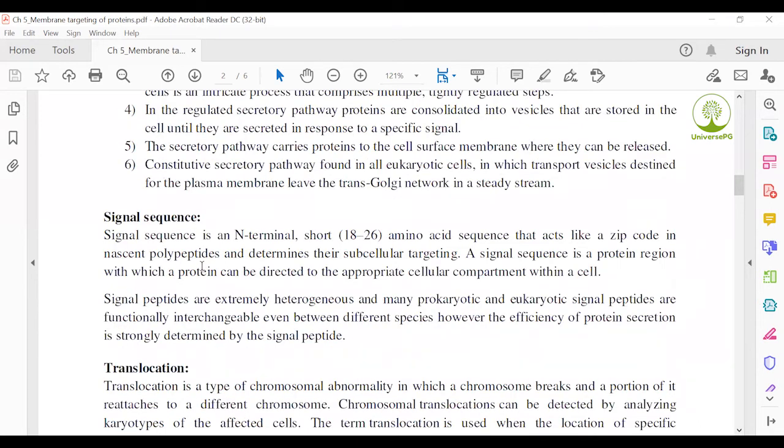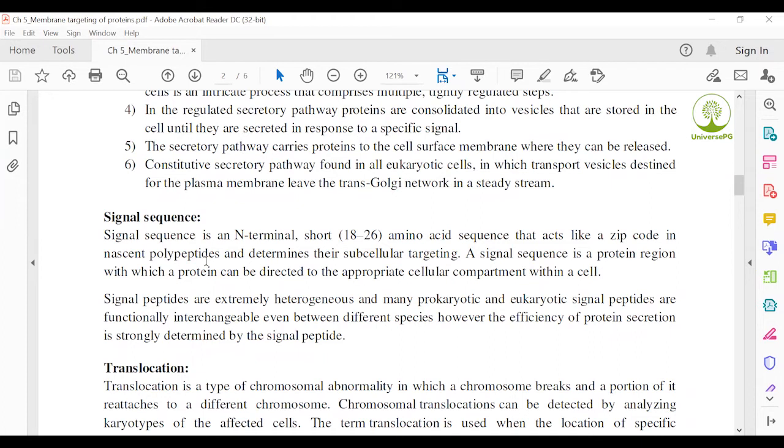Next, we just read only the definition of signal sequence. What is signal sequence? Signal sequence is an N-terminal short 18 to 26 amino acid sequence that acts like a zip code in a nascent polypeptide and determines its subcellular targeting. A signal sequence is a protein region with which a protein can be directed to the appropriate cellular compartment within a cell.